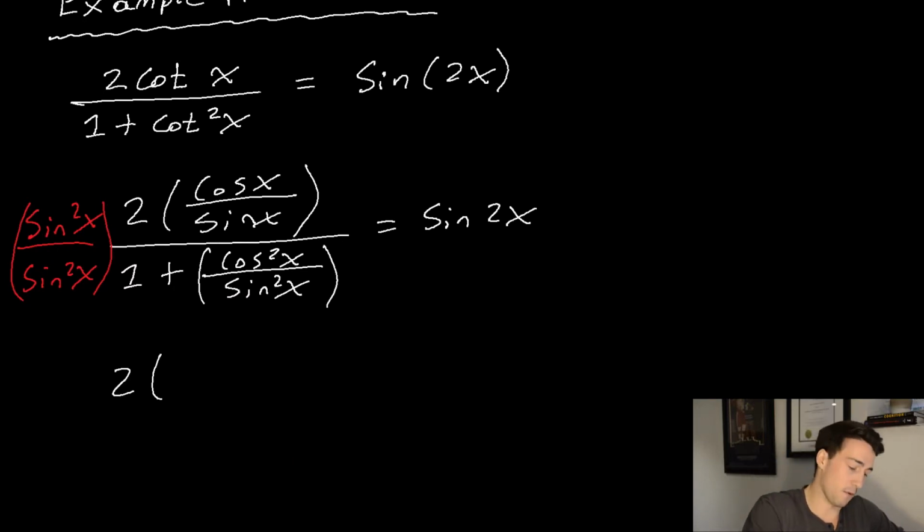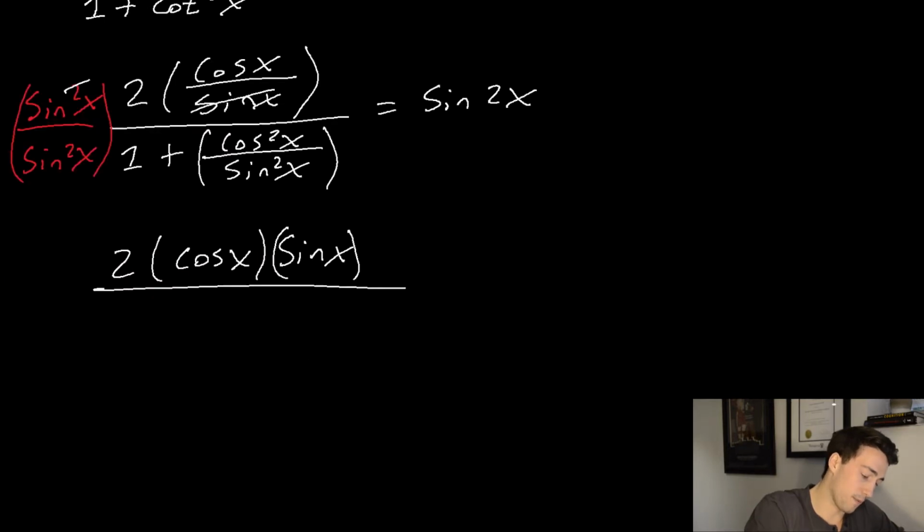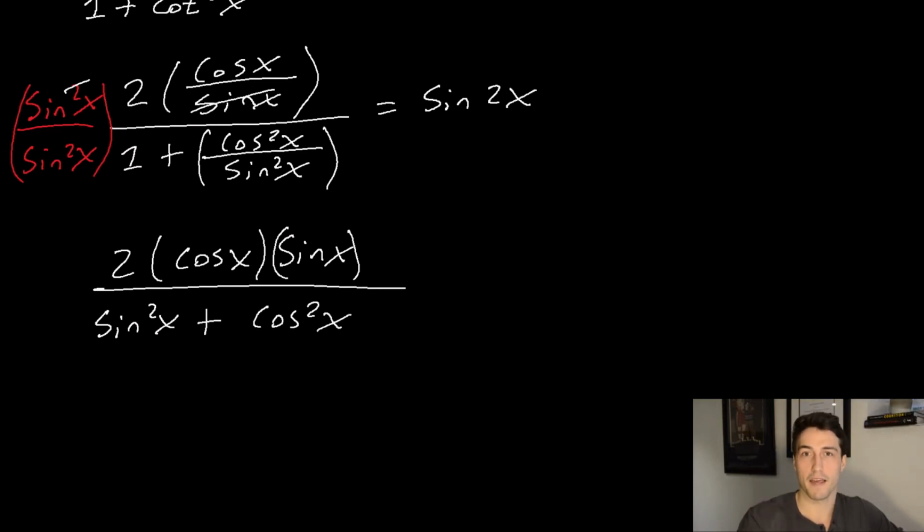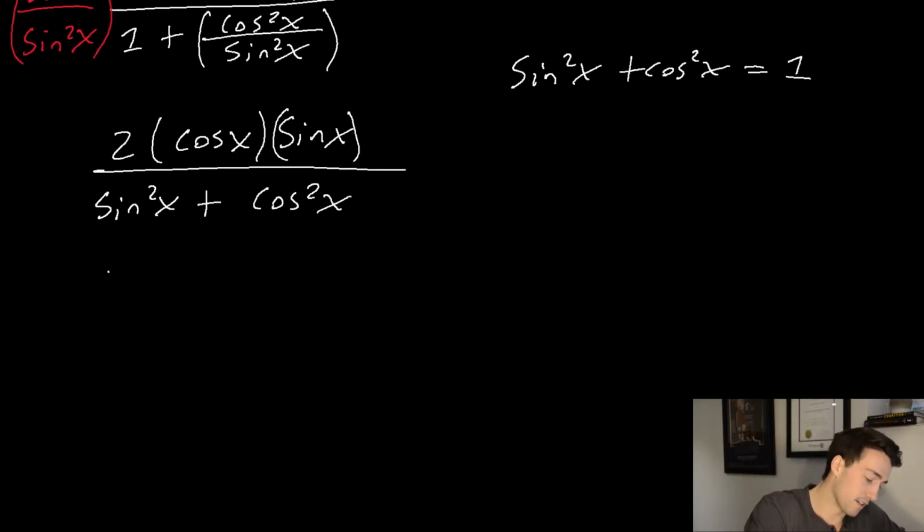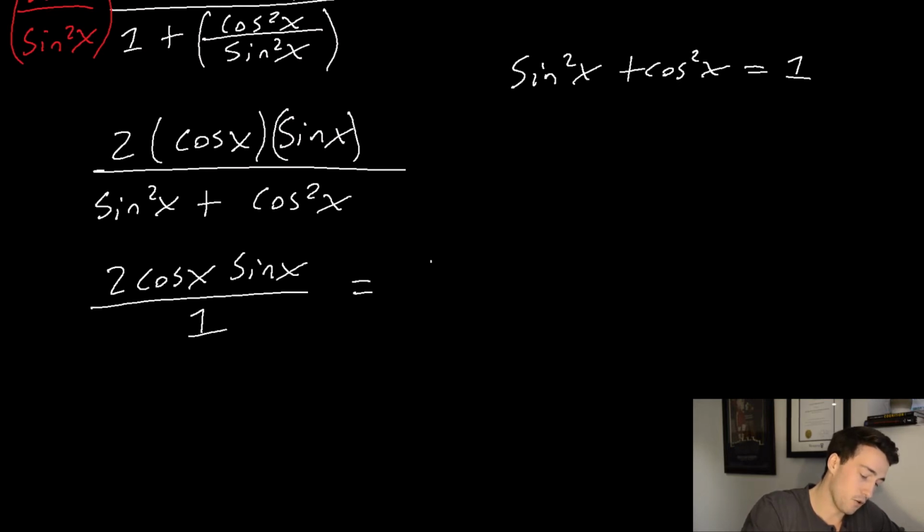So when I do that, I'm going to multiply this by sine squared x, and in the numerator will be cos x, and then this squared is going to cancel out with that one, but there's still a remaining sine x here. And in the denominator we'll get 1 times sine squared x, that's sine squared x, and then it'll be plus cos squared x. Now this is where the Pythagorean theorem identity comes in. Wherever you see sine squared x plus cos squared x, we know that's equal to 1. So in the denominator we can write 2 cos x sine x over 1.